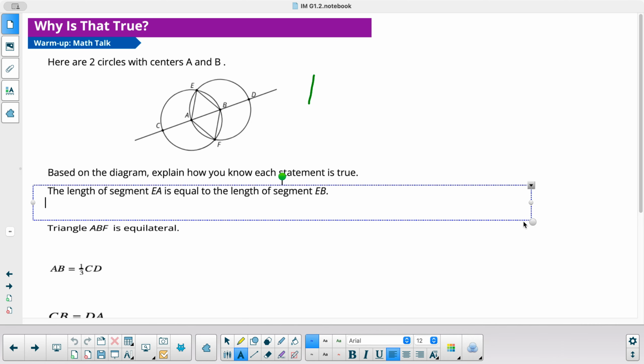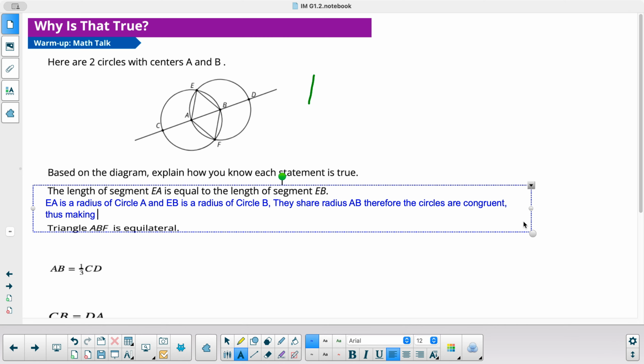I would say EA is a radius of circle A, and EB is a radius of circle B. They share radius AB, therefore the circles are congruent, thus making segment EA and segment EB congruent. Okay?